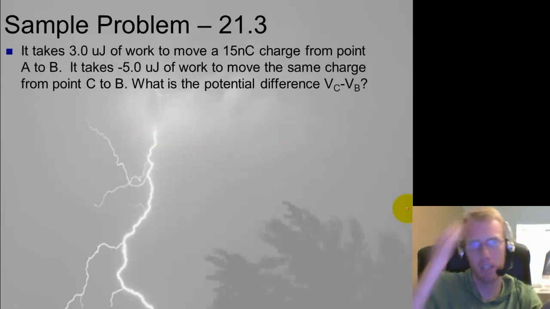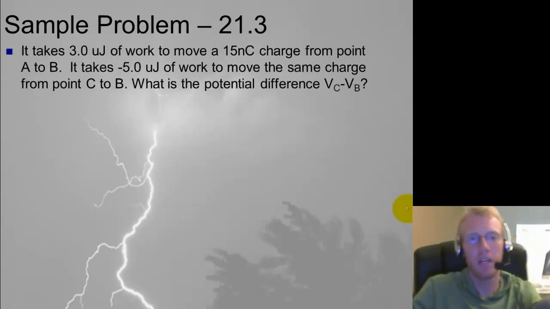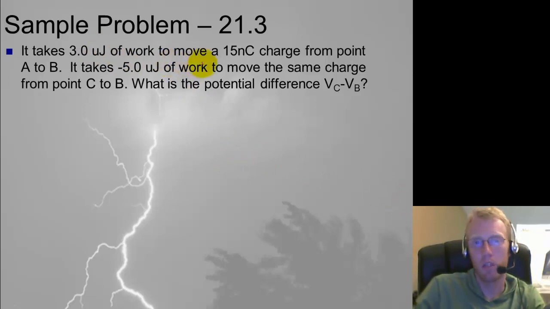Okay, sample problem 21.3. It takes 3 microjoules of work to move a 15 nanocoulomb charge from point A to B. It takes negative 5 microjoules of work to move the same charge from point C to B. What is the potential difference between, oh, this says C and B, but I think it should say A and C? Yeah, VC to VA. I apologize.